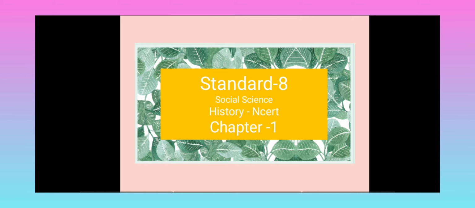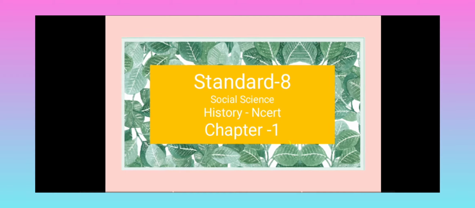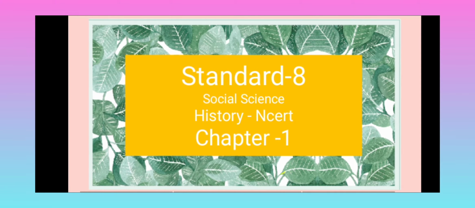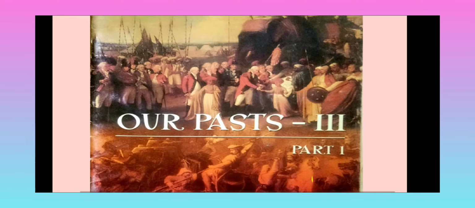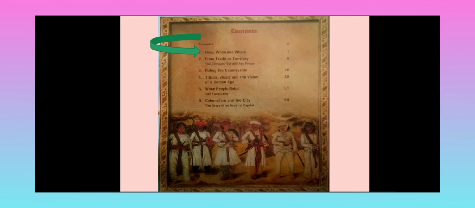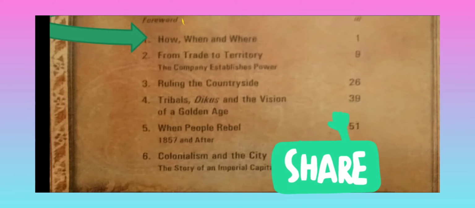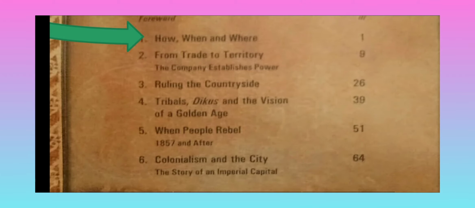With this, we are starting our first chapter's quick recap, Standard 8 Social Science History NCERT book. The book name is Our Pasts-3 Part 1. In that, we have already completed Chapter 1, How, When and Where.